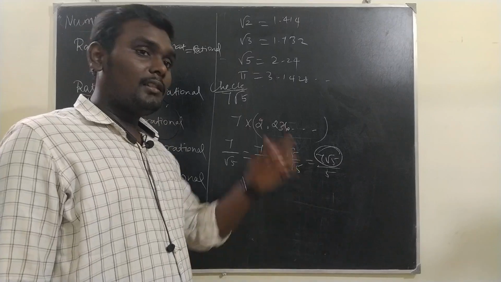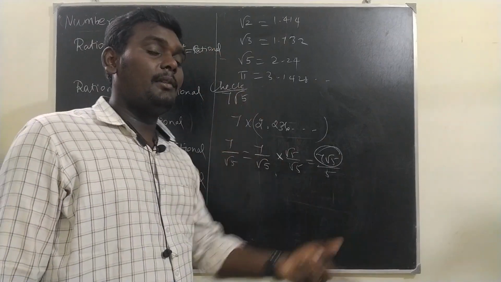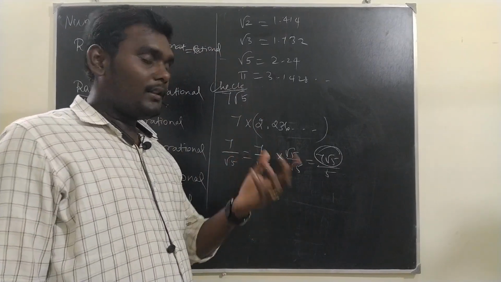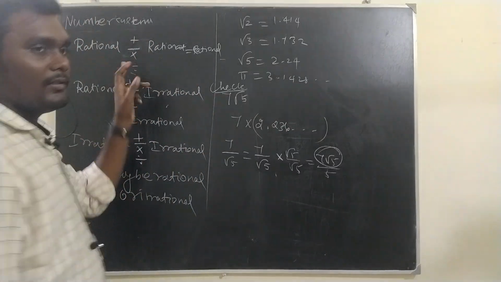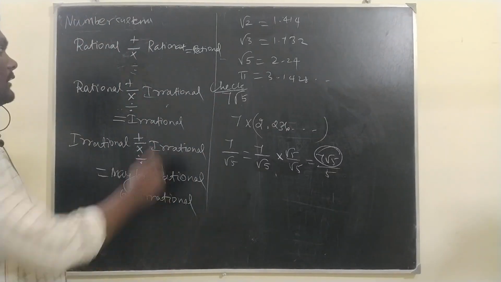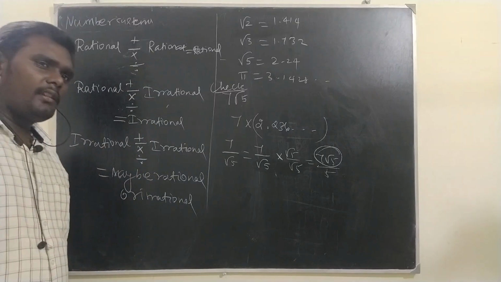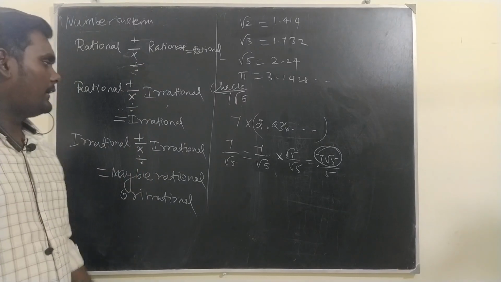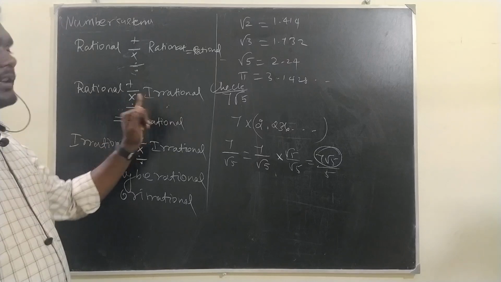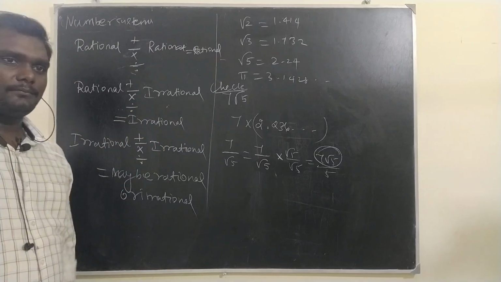Why? Because if you are getting a non-terminating, non-repeating decimal, first of all, it could not be written in the form of P by Q itself. That is why I included division also here. Are you getting what I am saying? Yes, good. Likewise, rational with irrational is also always irrational only.